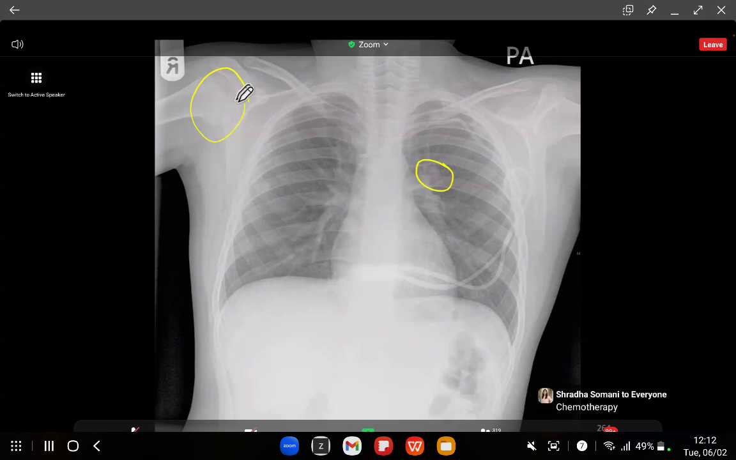Now, there is a slight difference between the right humerus and the left humerus. Whether or not that represents a sarcoma remains to be seen. It's certainly worthy of another view.